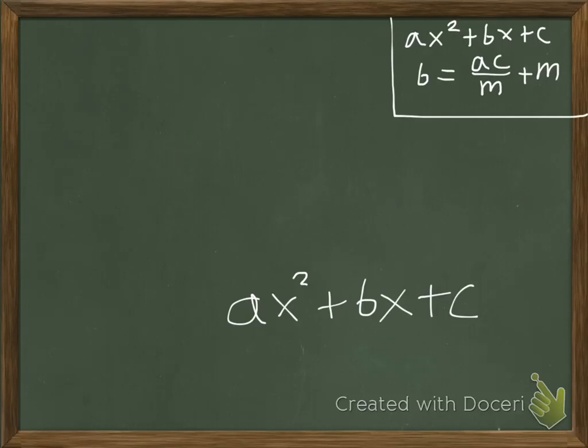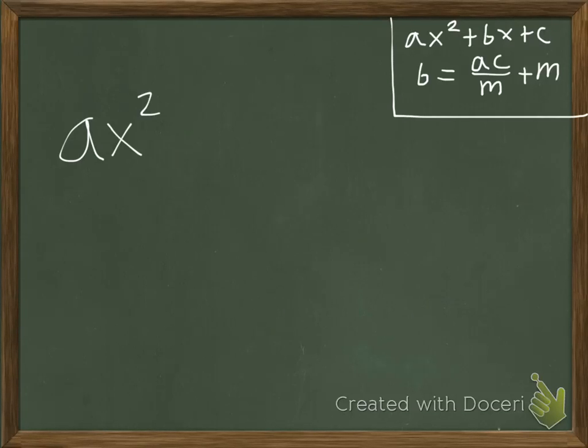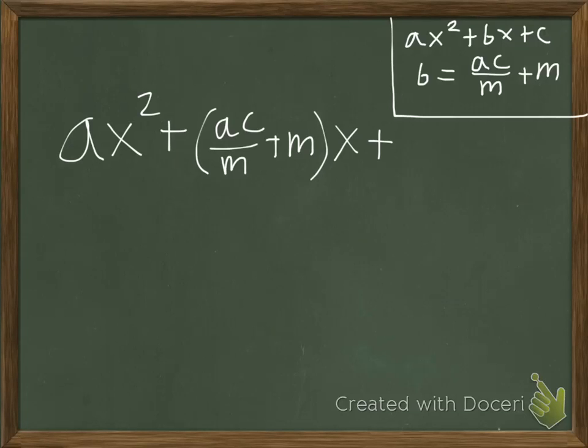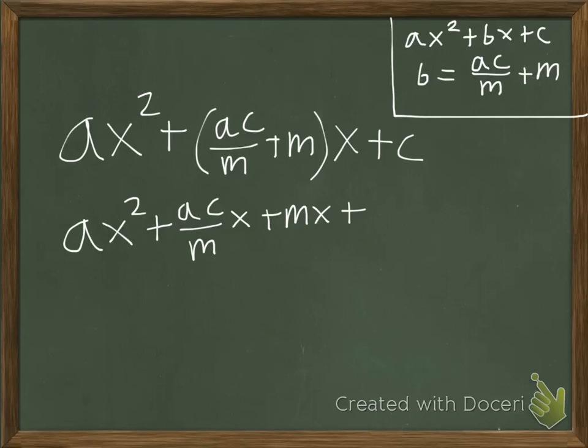So what I'm going to do is show you how this works. I'm going to plug in b equals a times c over m plus m. So we get ax squared plus ac over m plus m times x plus c. I just replace the b with ac over m plus m. Then I'm going to multiply this out. So we get ax squared plus ac over m x plus mx plus c.